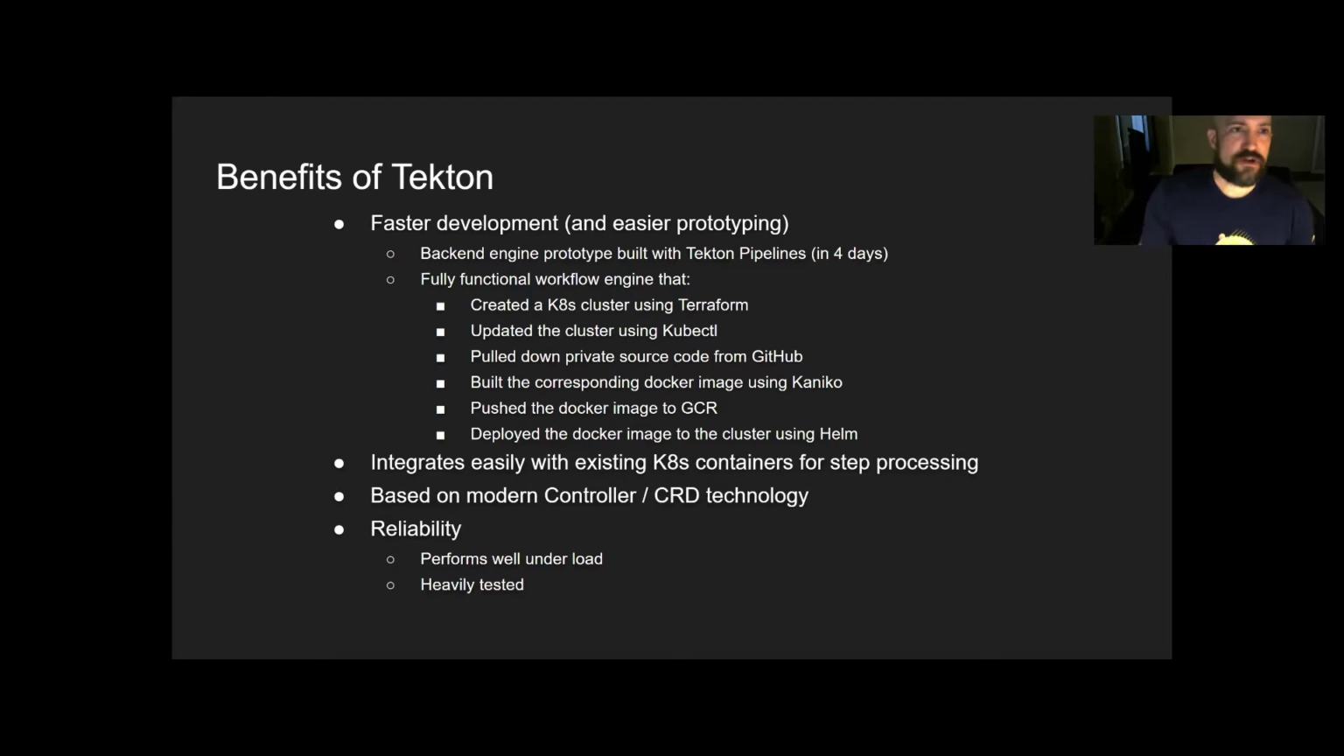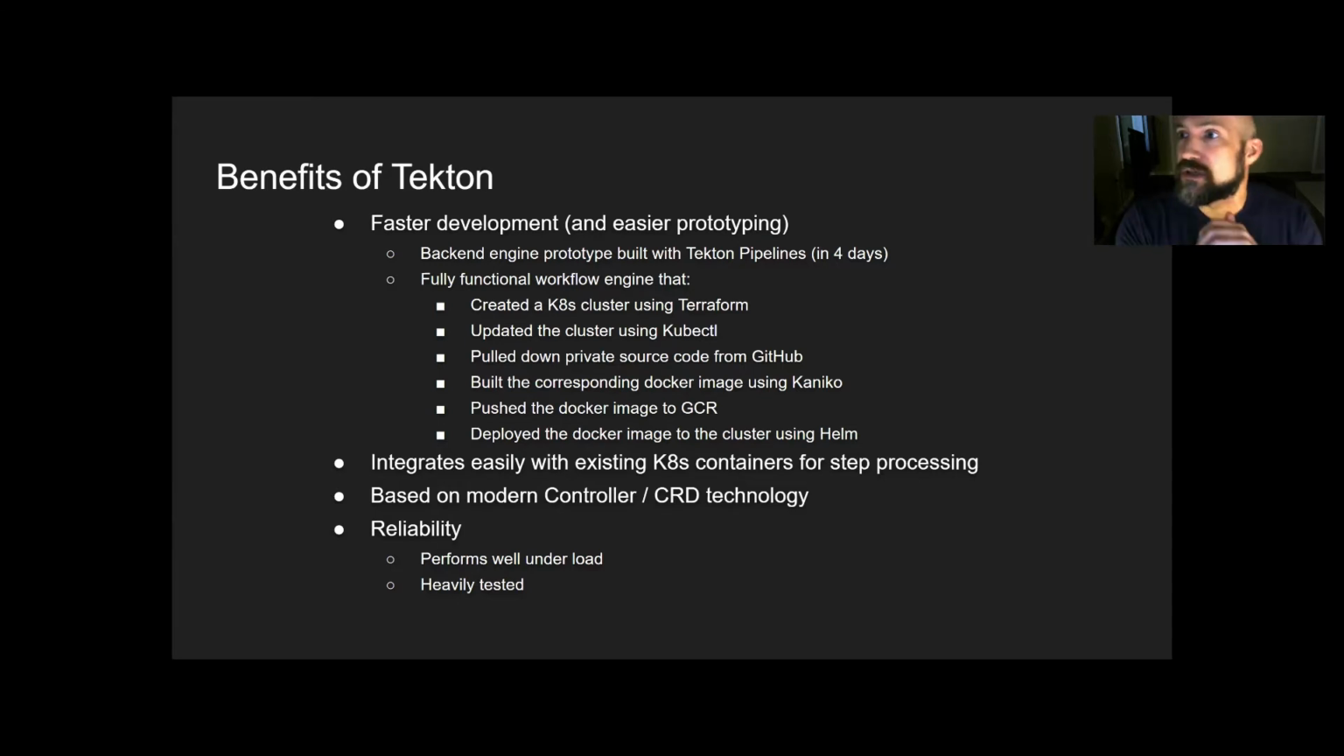So just to start, what are some of the benefits here? For us, faster development and easier prototyping. We had a prototype based off Tekton pipelines in 4 days. We already had the UI pretty well fleshed out, but we didn't have a great backend engine. We had an API, but we didn't really have a core engine for running the workflows that we wanted to build. We had started with something that actually took longer than just trying Tekton and prototyping with it.